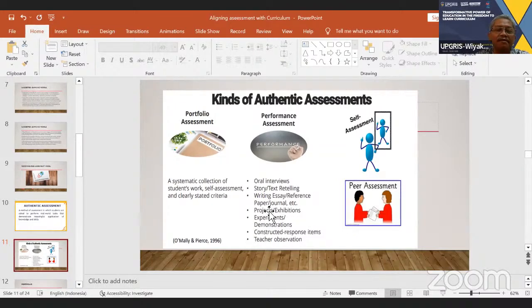Storytelling, text retelling, for example, like what I explained just now. So after reading, the students need to retell the content of the story. They have to retell in their own words about the story, for example. Writing essays, reference papers or journals can be interesting too. It's a kind of performance assessment.